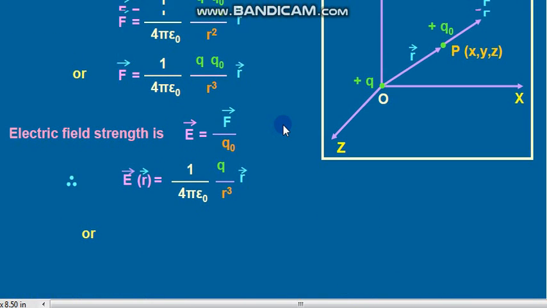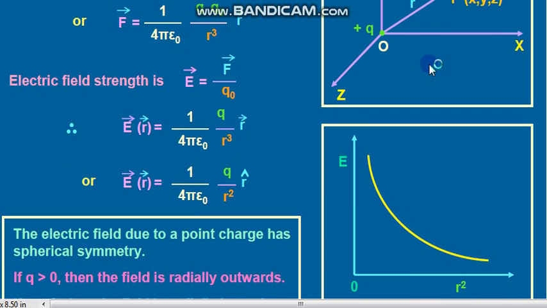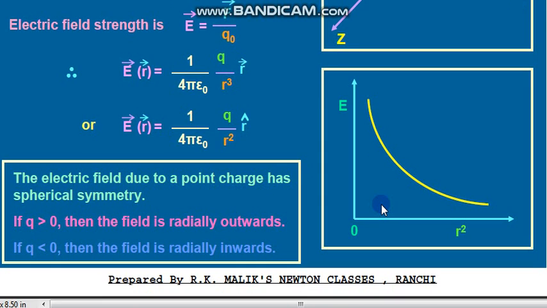These graphs are showing how much is the force acting per unit charge, and then it will give you the electric field intensity. This second graph is showing that as the distance keeps on increasing, the electric field decreases in inverse square proportion.